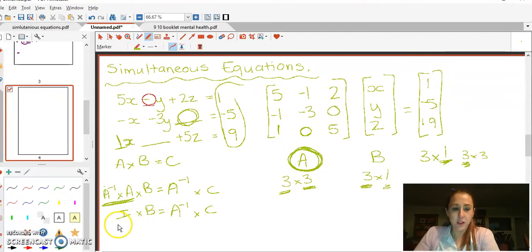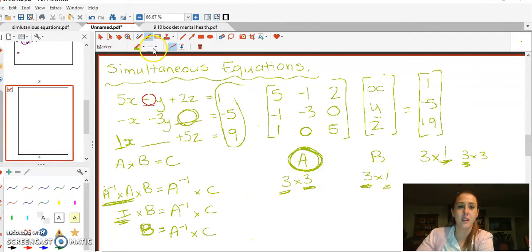So again, we learnt that the identity matrix was the matrix equivalent of the number 1. So anything multiplied by the identity matrix will simply be itself. So we're left with B, which is what we wanted. We wanted B alone on one side of the equation equals the inverse of A multiplied by C.